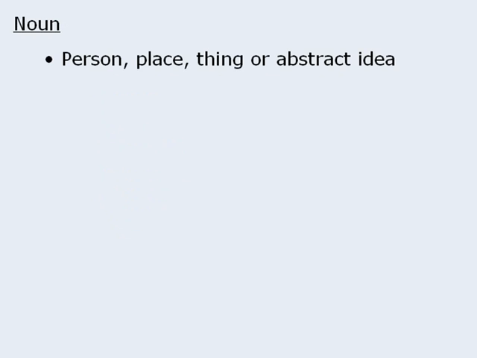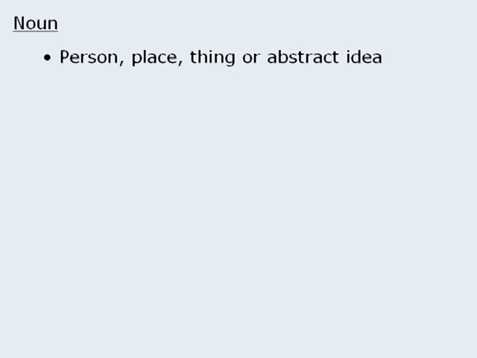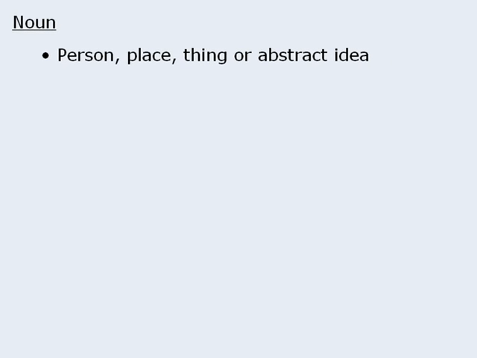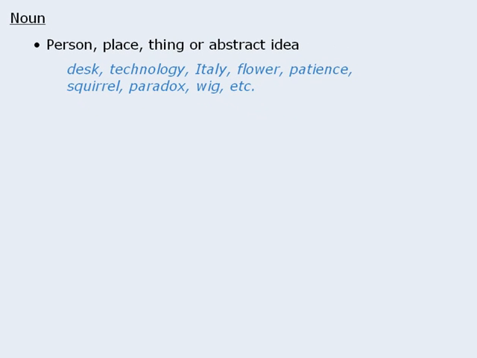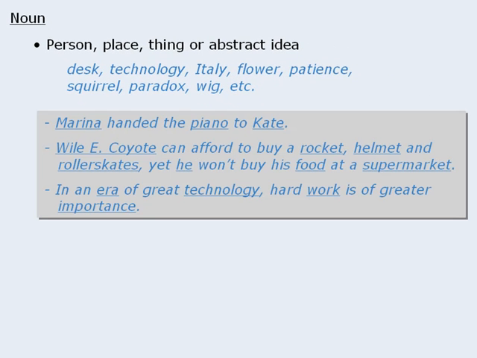A noun is a word we use to name a person, place, thing, or abstract idea. Some examples of nouns include the following. In the sentences shown here, all of the underlined words are nouns.